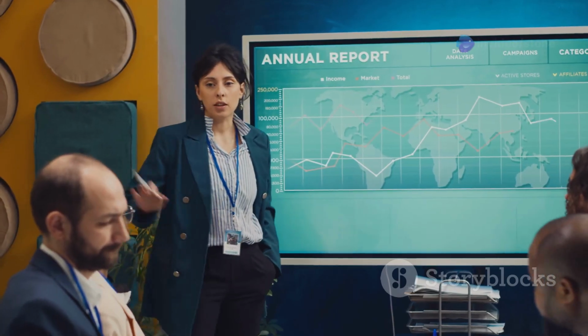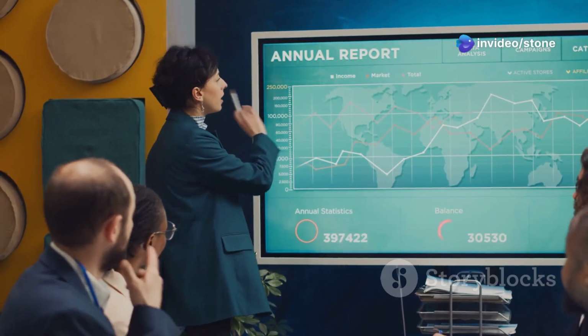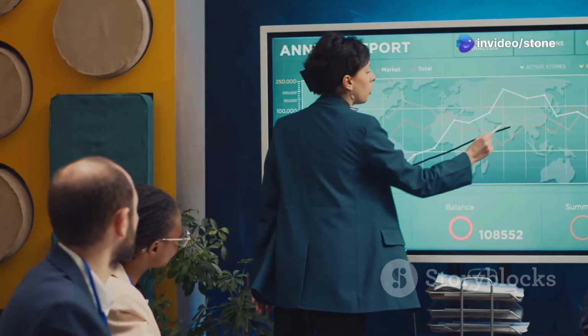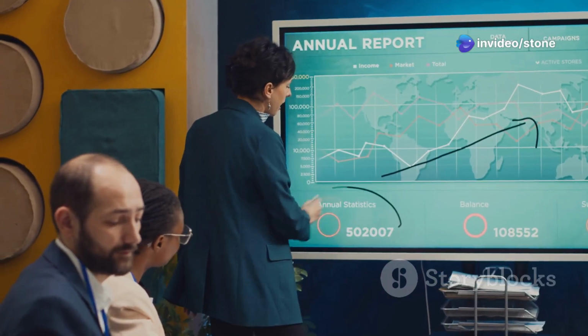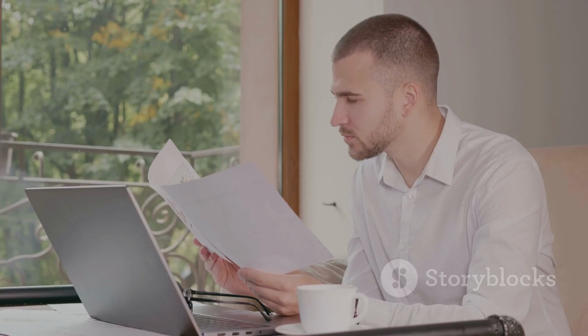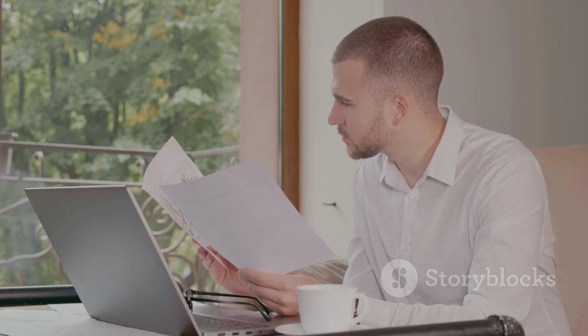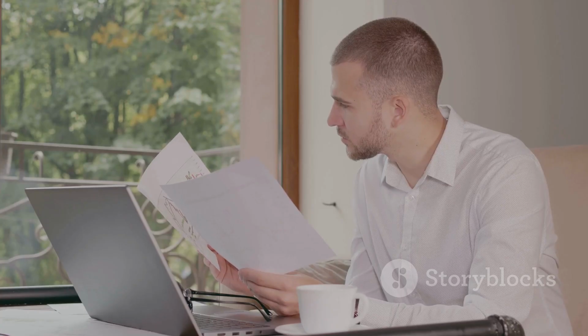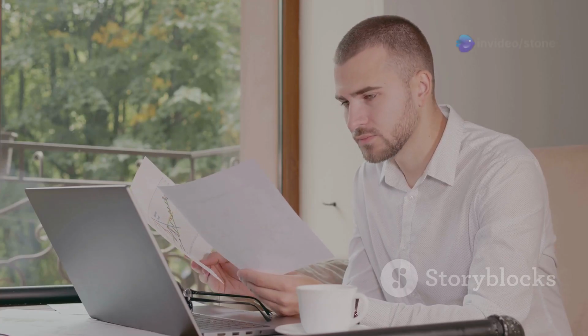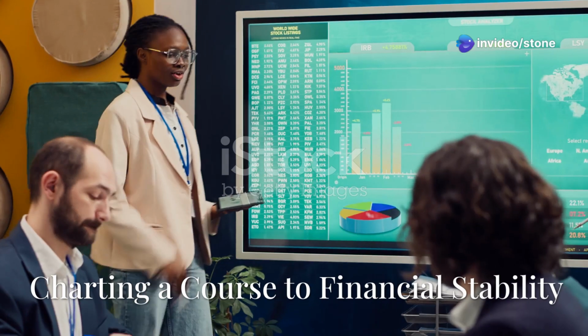Therefore, a comprehensive analysis of a company's financial health requires considering both quantitative and qualitative factors. Investors and creditors should conduct thorough due diligence, including industry research, management interviews, and competitive analysis to make informed decisions.